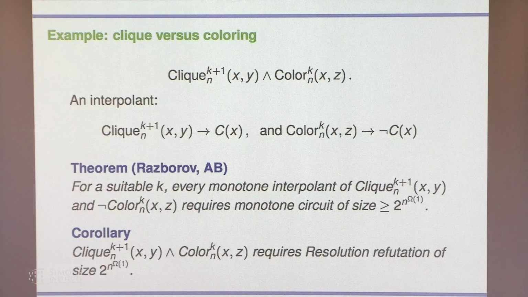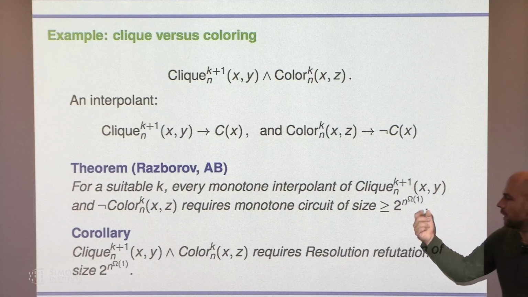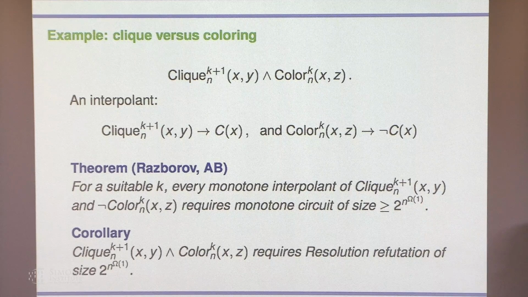And finally, this clique versus coloring looks like something quite artificial because it requires the variables to be divided into three parts, x, y, z. The tautology has to have special forms. You want the variables x to appear only positively in one part, etc. But this is not essential at all.